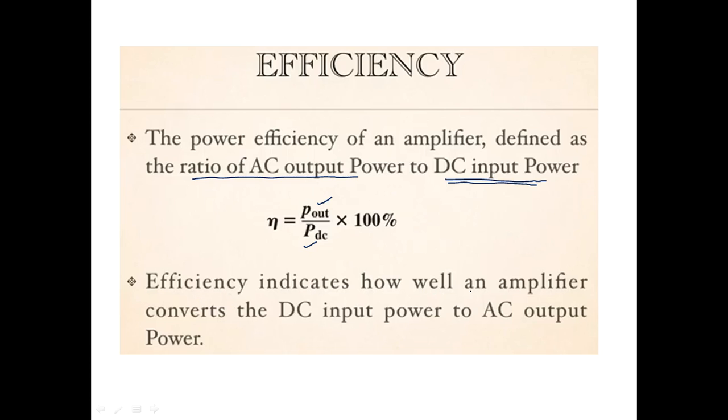So what does efficiency indicate? Efficiency indicates how well an amplifier converts the DC input power to AC output power. Please focus on this: how well an amplifier converts DC input power to AC output power. So it is exactly the opposite of a rectifier. Rectification is AC to DC. Here the efficiency is all about DC input power to AC output power.